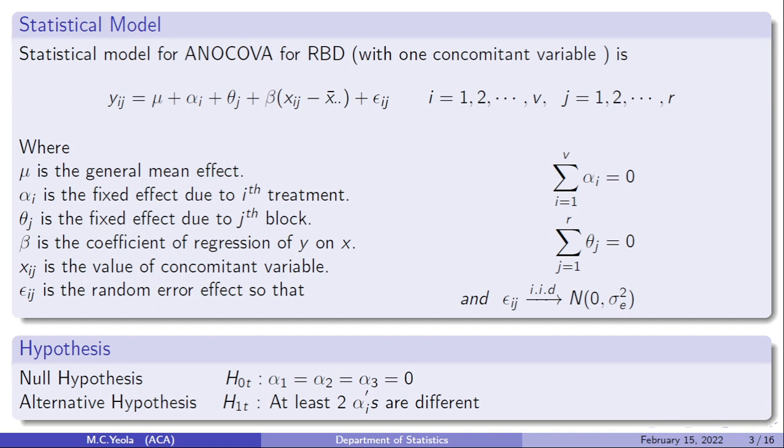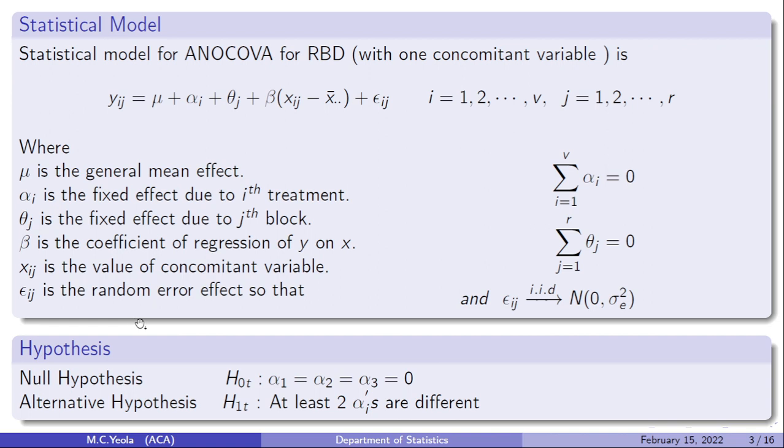where i varies from 1 to v, meaning we have v treatments, and j equal to 1 to r replications, or we can call them r blocks. Mu is the general mean effect, alpha i is the fixed effect due to the ith treatment, theta j is the fixed effect due to the jth block, beta is the coefficient of regression of y on x, and xij is the value of the concomitant variable, the value corresponding to Yij, which is the concomitant or ancillary variable.